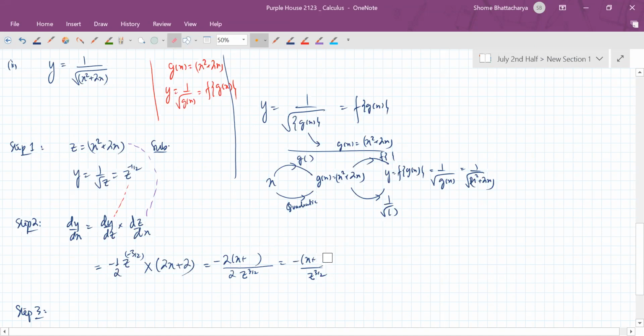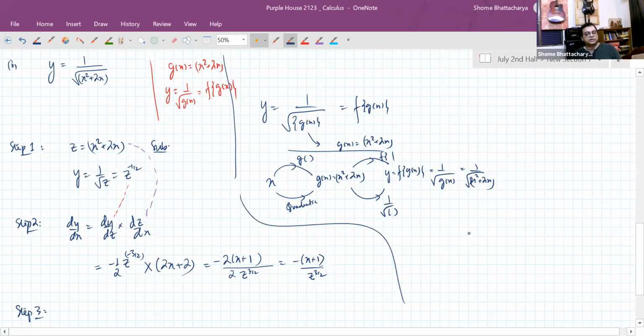Sir, can you explain how you got z raised to power minus 3 upon 2? Okay, x to the power n rule, beta. Differentiation of z to the power n is n z to the power n minus 1. I would just put n as minus half, so you get minus 3 by 2.